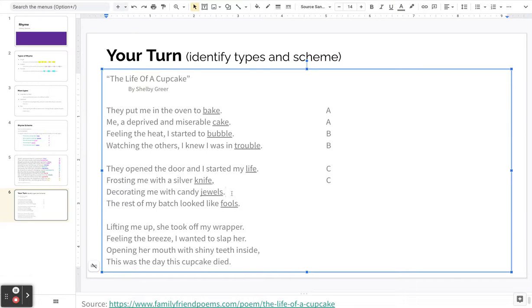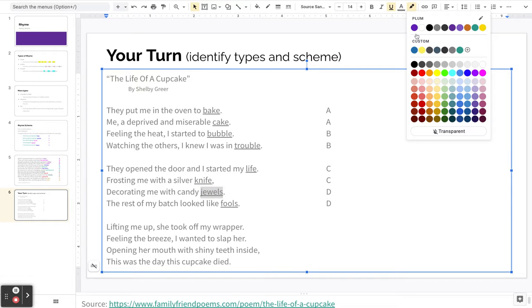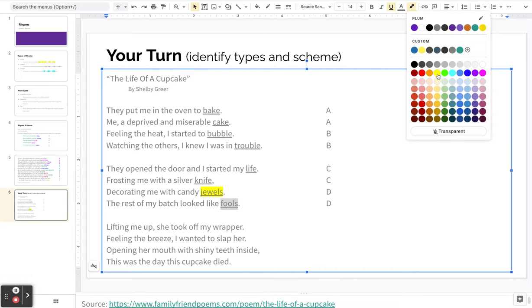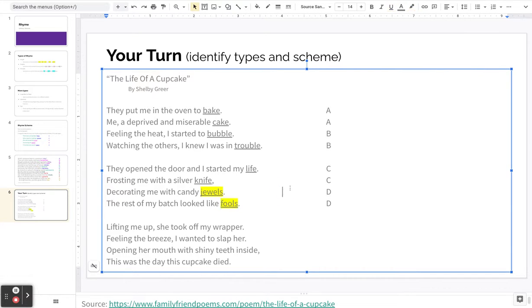It's not an exact rhyme. It still does the rhyming issue, but it's imperfect. So we're going to take a moment and highlight that and say it's just a little wonky, right? So this is an imperfect rhyme. It's not perfectly situated because of the jewels versus fools. This is two syllables, this is one. That's important to know.